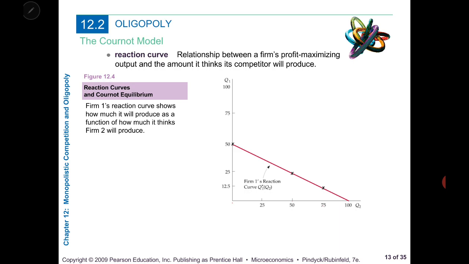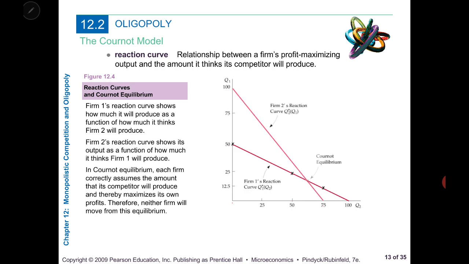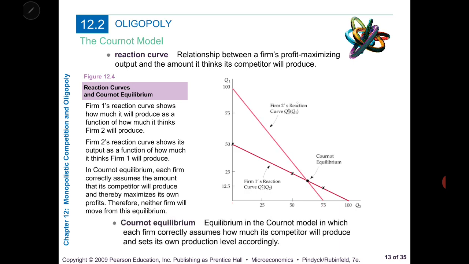And we can do the same for firm 2. They can have their own reaction curve towards what they think firm 1 will produce. The equilibrium between these two firms is called the Cournot Equilibrium. The Cournot Equilibrium is where both firms correctly assume how much its competitor will produce and set their own production level accordingly.